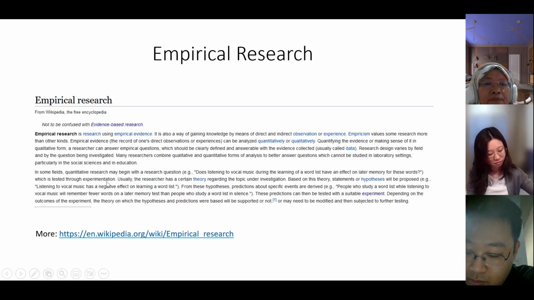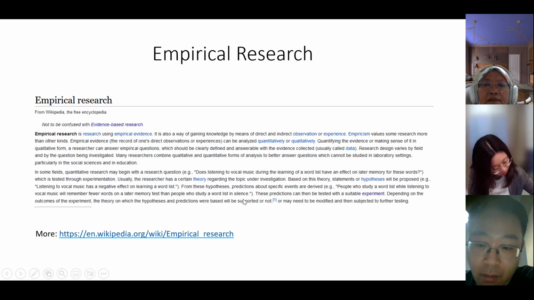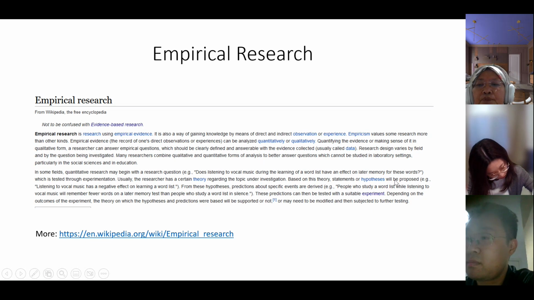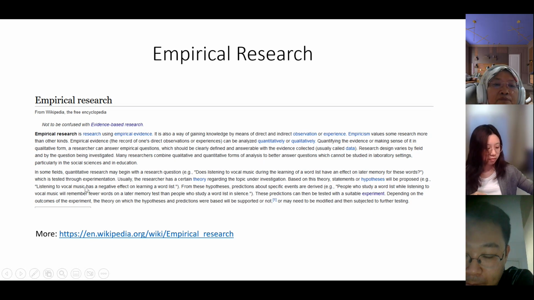And this is tested through experimentation. Usually the researcher will have a certain theory regarding the topic under investigation. So maybe executive memory, like doing two things at one time. You're actually using, like music and words, two parts of the brain. So based on this theory, a statement or hypothesis will be proposed. For example, the hypothesis like listening to vocal music has a negative effect on learning a word list. Okay, so this is a hypothesis.